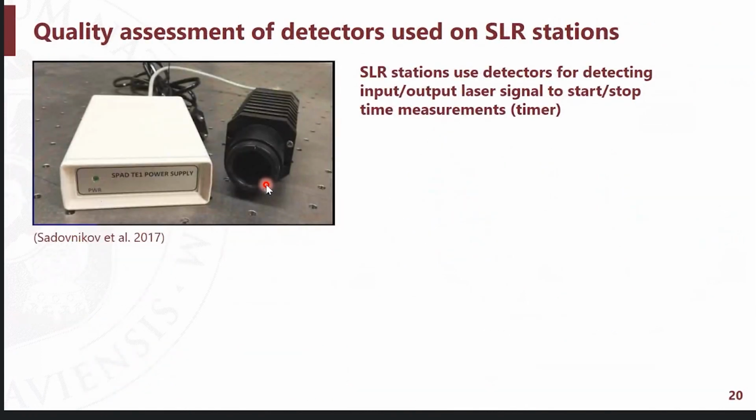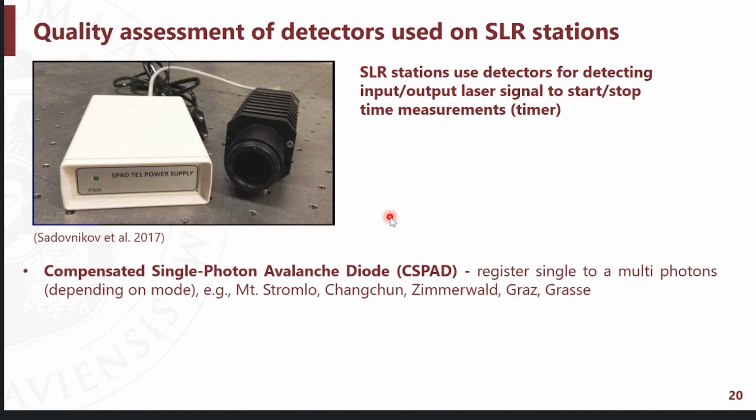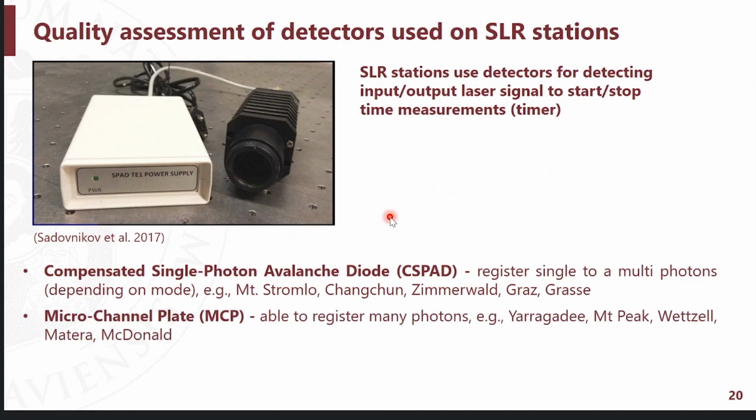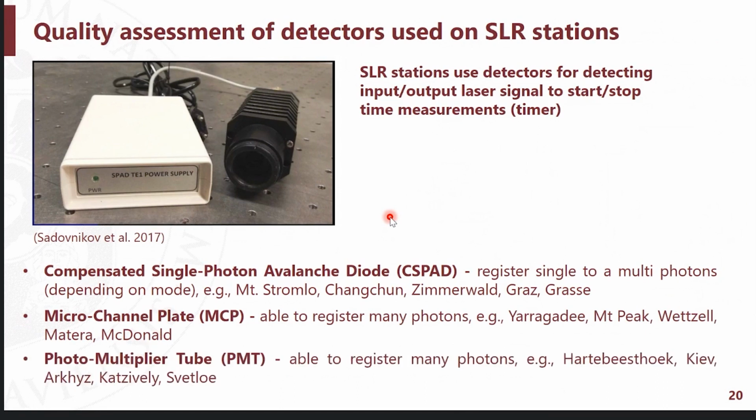Then I have also analyzed SLR residuals by dividing them into stations which use a particular detector type. A detector is an instrument used for detecting the input-output laser signal for start-stop time measurements on stations. So this is a crucial instrument. An example of one of them is in the figure. And we can list 3 types of detectors: compensated single photon avalanche diode, which can register single to multi photons. We have microchannel plate and photomultiplier tube, both able to register many photons.